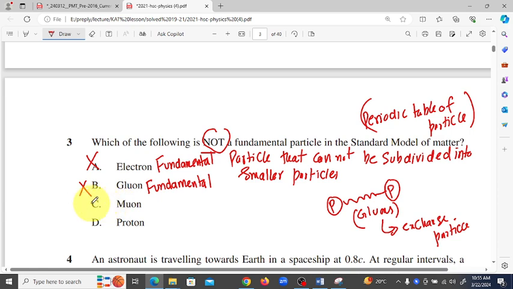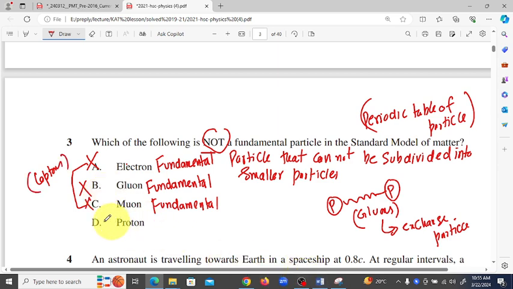Muon is also in the lepton family. Electron and muon are both in the same lepton family, so it is also a fundamental particle. Muon is a cousin of the electron. Muons and electrons are leptons. Okay, if I can show you.